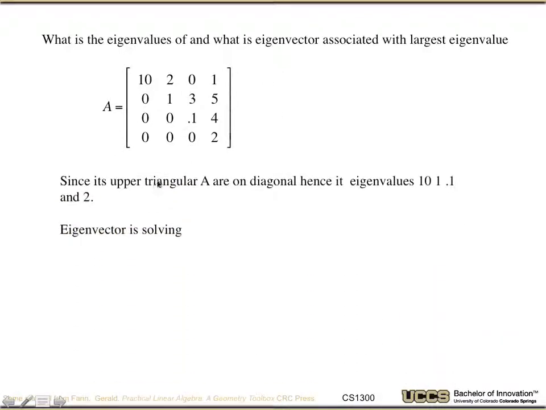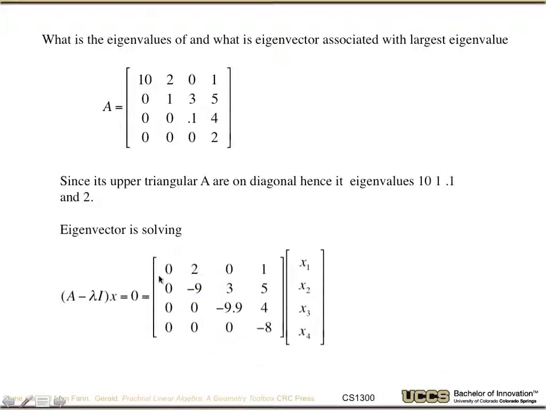This is an upper triangular matrix. If I do our cofactor expansion, remember what that was from chapter 15, triangular matrices have the special property that the diagonal entries are the eigenvalues. The eigenvalues are just 10, 1, 0.1, and 2. Now that gives us the dominant eigenvalue, which is 10.